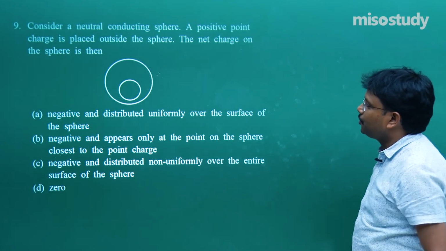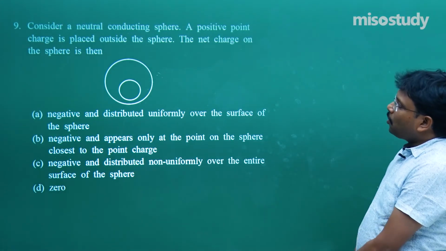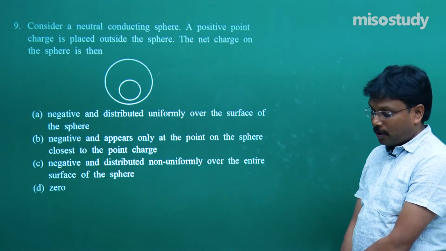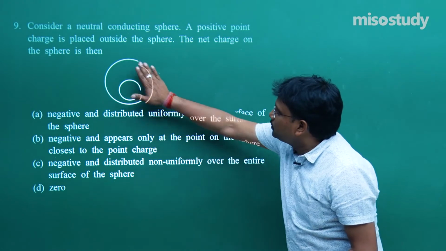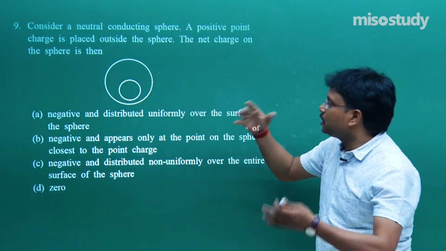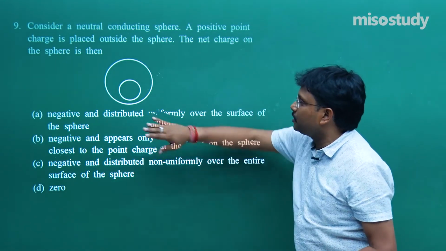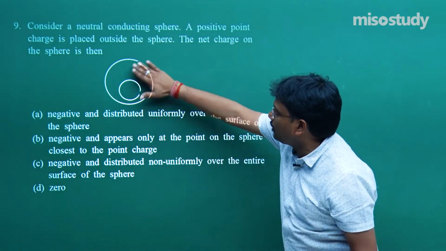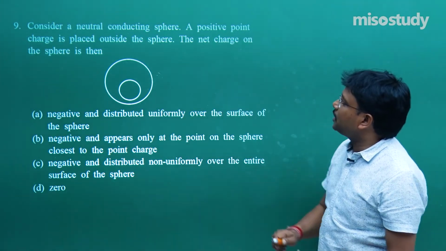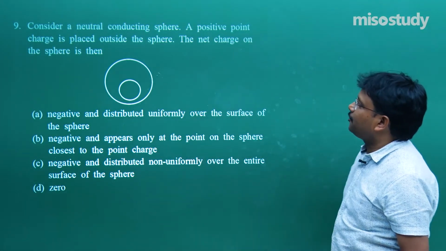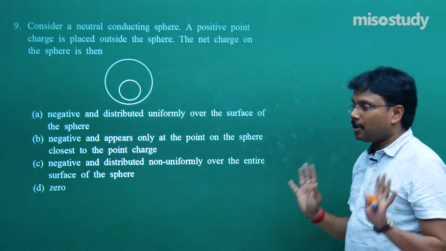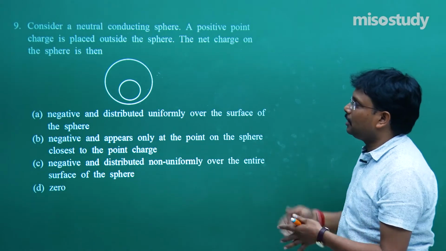Here comes this question. Consider a neutral conducting sphere. Actually this is somehow a solid spherical arrangement, but just because of the limitations of this presentation, we are unable to show that solid part. So you have to assume. A positive point charge is placed outside the sphere. The net charge on the sphere is how much? I hope the question is clear.